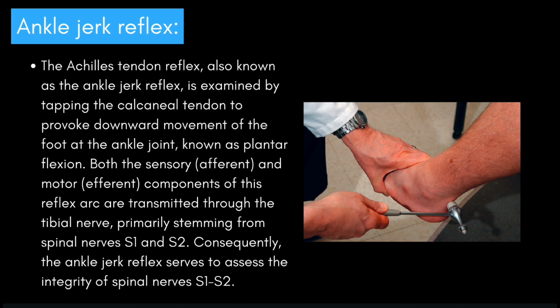I'd like to open up by talking about the ankle jerk reflex. This is also known as the Achilles tendon reflex. This is examined by tapping the calcaneal tendon to provoke a downward movement of the foot at the ankle joint, known as plantar flexion. Both the sensory, afferent, and motor, efferent, components of this reflex arc are transmitted through the tibial nerve, primarily stemming from spinal nerves S1 and S2. Consequently, the ankle jerk reflex serves to assess the integrity of spinal nerves S1 to S2.